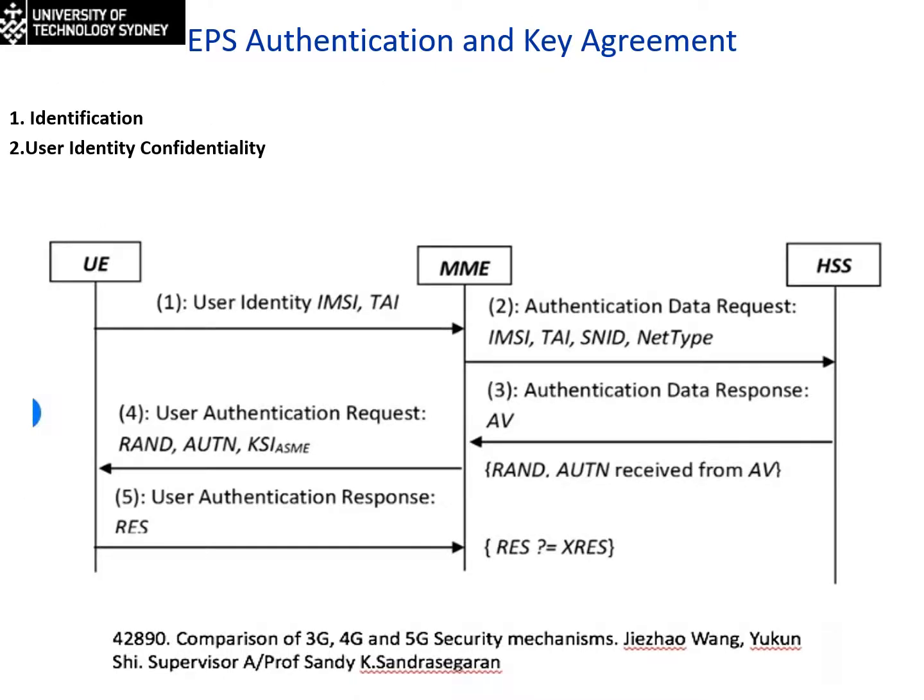EPS AKA. For EPS AKA, the role of the MME is equivalent to the VLR or SGSN in the UMTS AKA, and the MME can perform other functions that the VLR or SGSN cannot implement. The mobile device is similar to the HSS, but the difference is that the USIM can be reused.